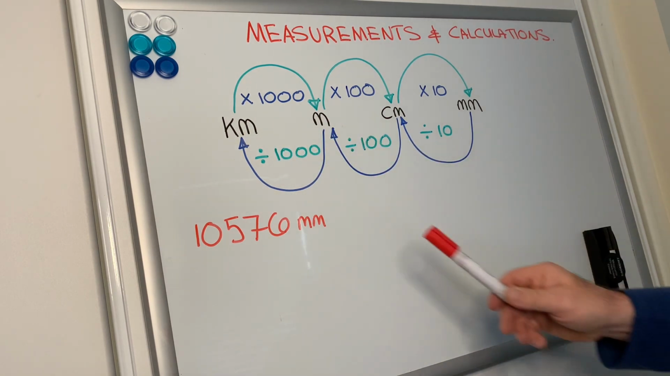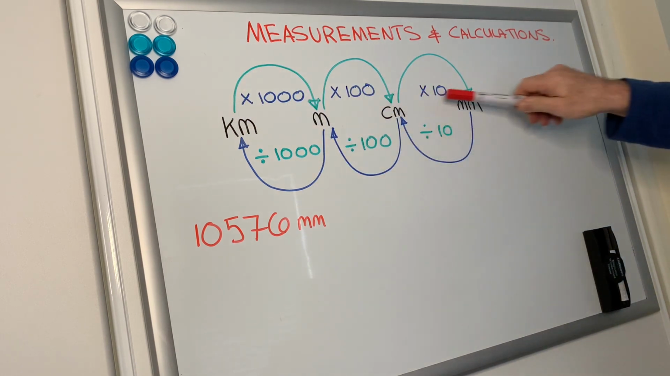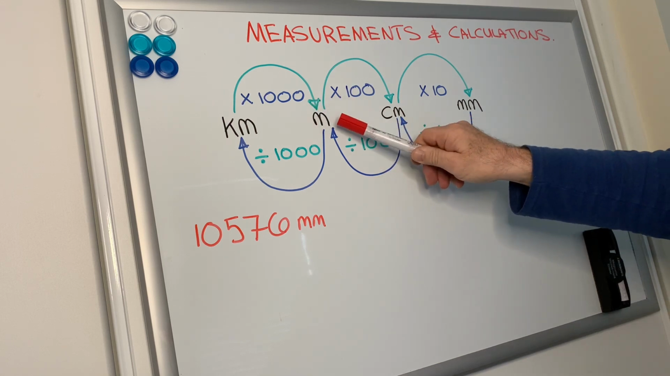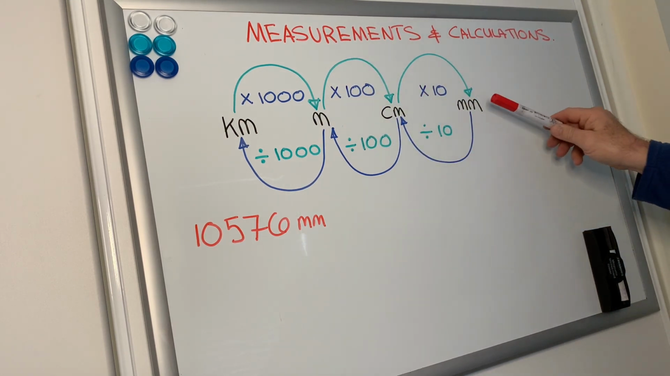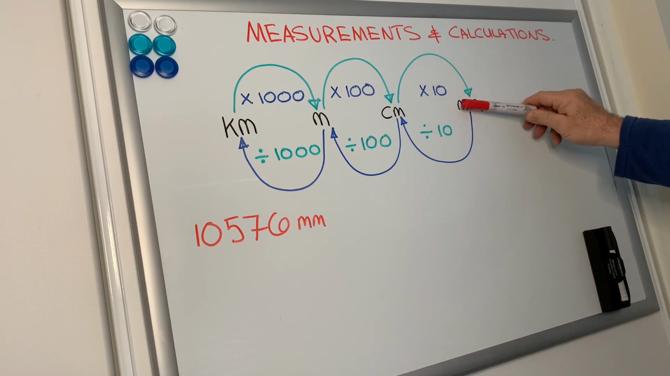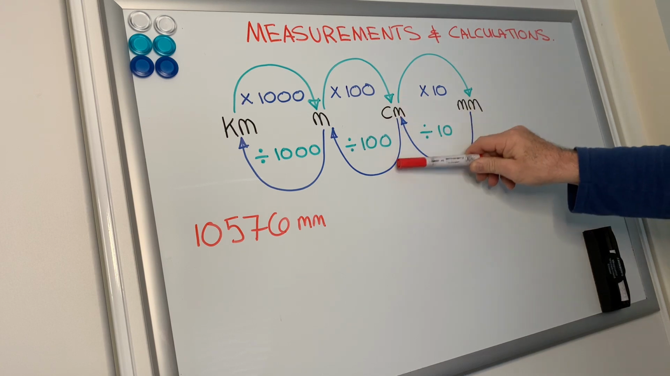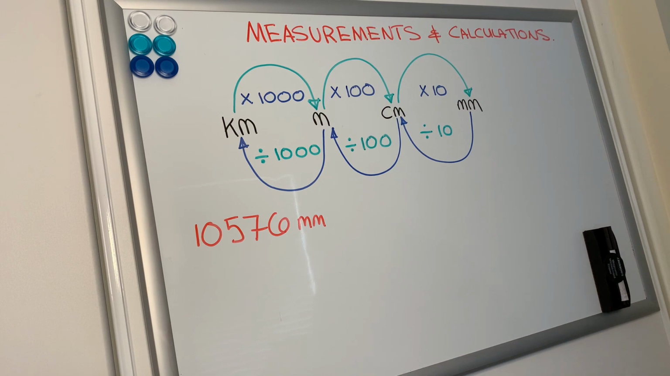So for example, to go from kilometres to metres, we're going in this direction and we're following the arrow. So we're multiplying by 1000. If we've got metres, for example 1 metre, then we multiply by 100 to give us centimetres, and the same in reverse. Whatever millimetres we've got, we divide by 10 to take us to centimetres, and then we divide by another 100 to take us to metres, and then another 1000 to take us through to kilometres. So let's go through and have a look at a couple of examples.